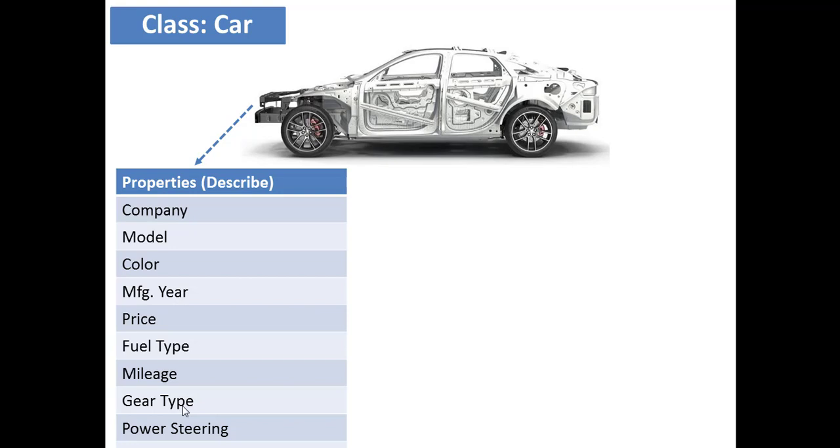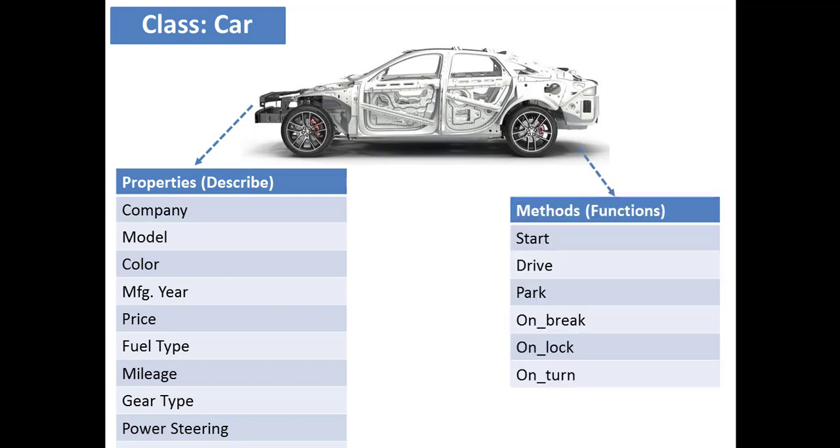And this car is supposed to work also, isn't it? It should be a functional car. So what are the different functions that will be associated with this car? This car is supposed to start. Of course, without starting, this car is useless. It is supposed to drive. It is supposed to park. Then it has certain functions like brake, lock, turn. So these are some of the functions that will be associated with the car.